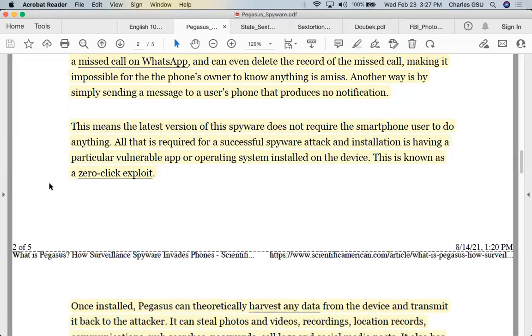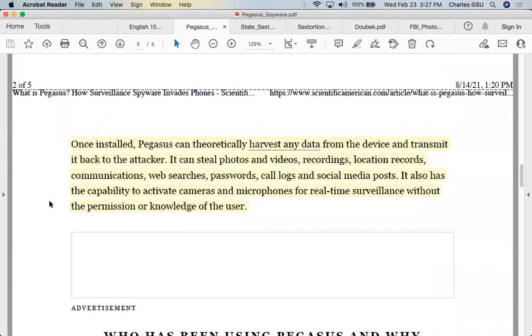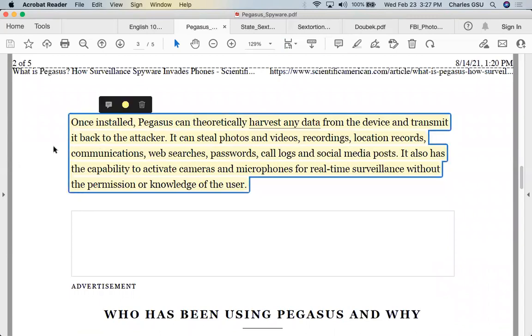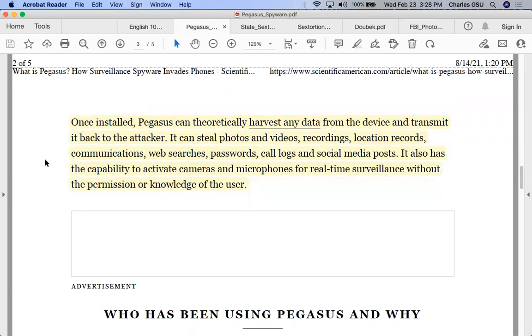Again, you can use any of this information in your essay number 2 if you choose this topic. Once installed, Pegasus, the program, can theoretically harvest any data from the device and transmit it back to the attacker or government, Russia or China, whoever's attacking your phone. It can steal photos and videos, recordings, location records, communications, web searches, passwords, call logs, and social media posts. It also has the capability to activate cameras and microphones for real-time surveillance without the permission or knowledge of the user. Wow.